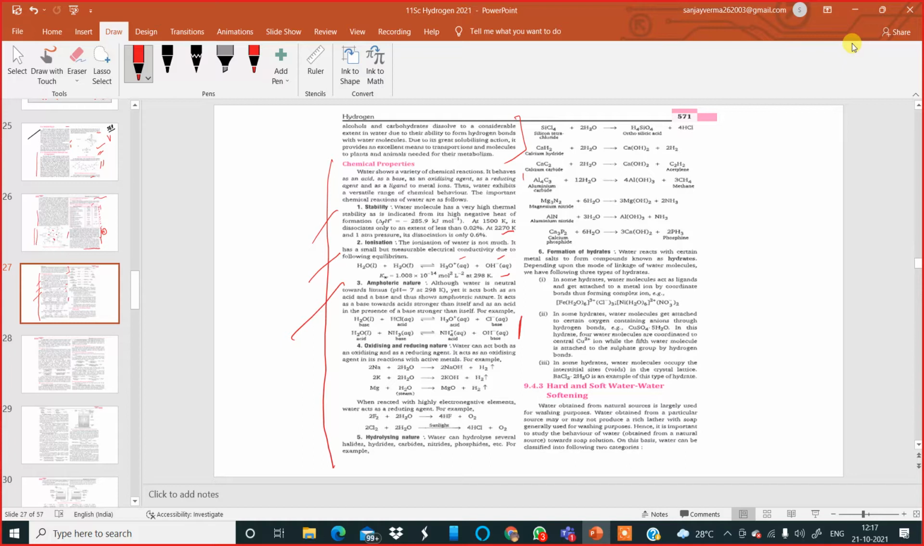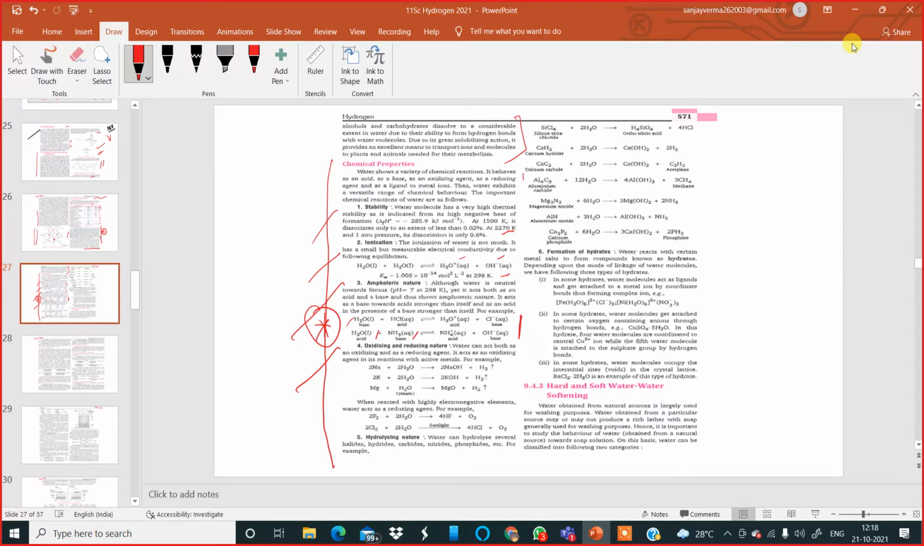So, if you put hydrochloric acid in water, it behaves like a base. If you put ammonia in water, it will behave like an acid. So this reaction is important, the amphoteric nature of water. Okay. Then oxidizing and reducing nature. Water can act both as an oxidizing as well as a reducing agent.